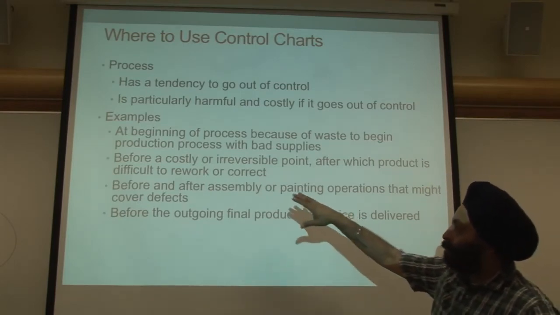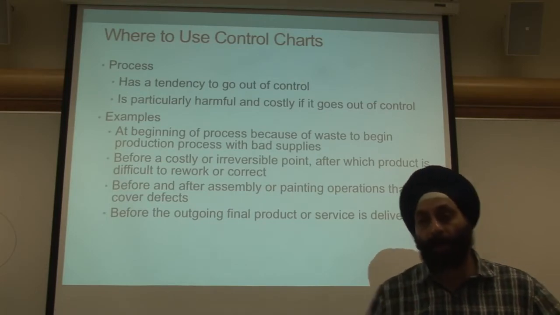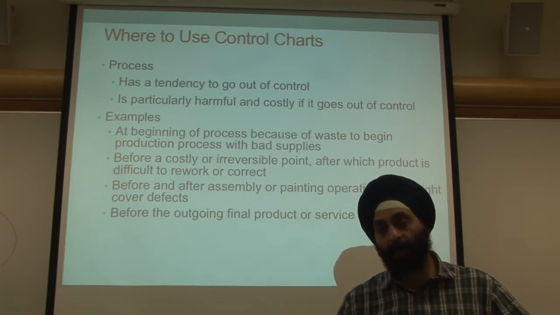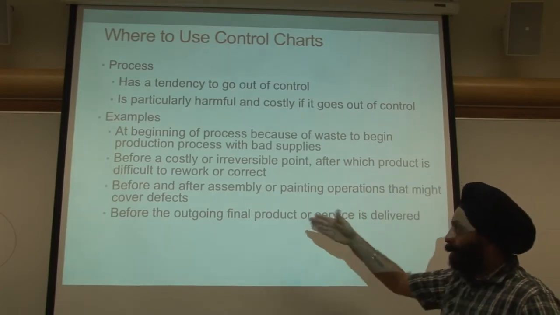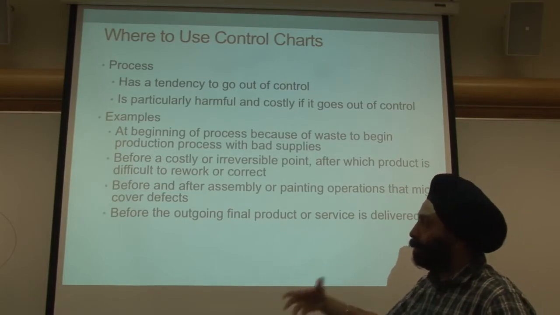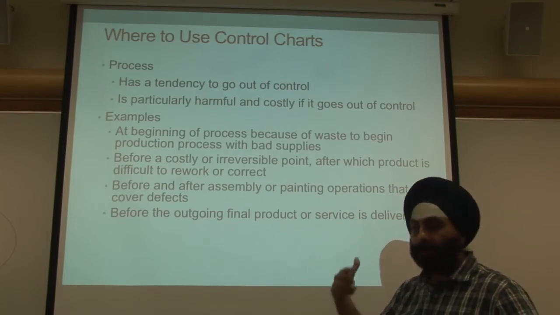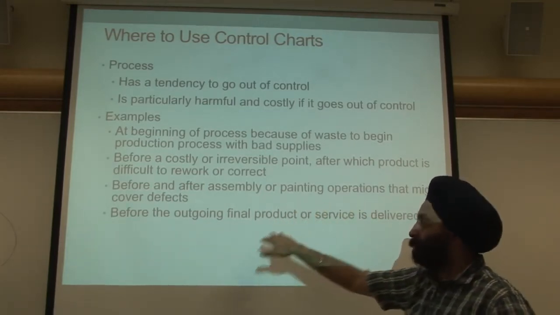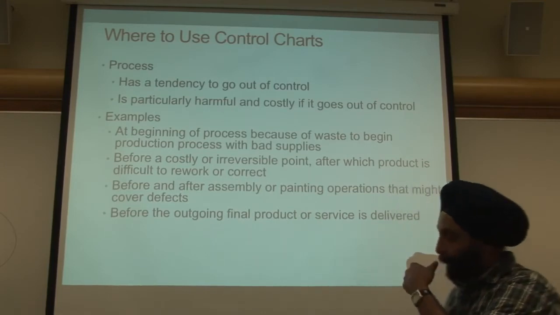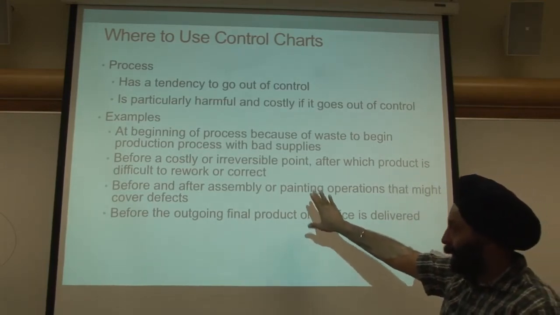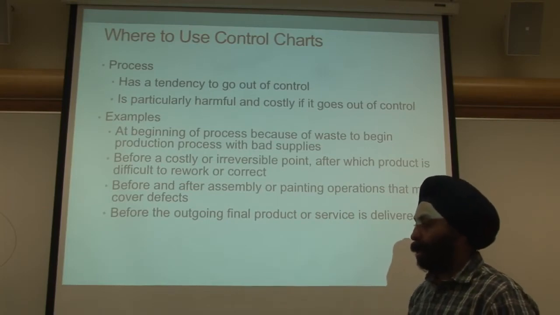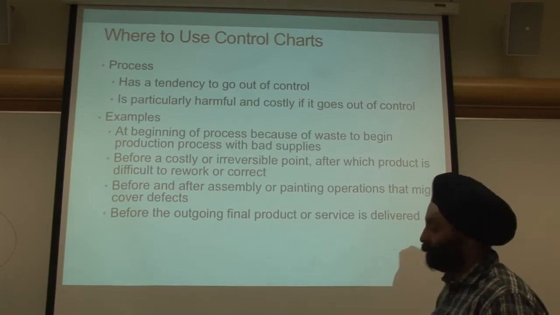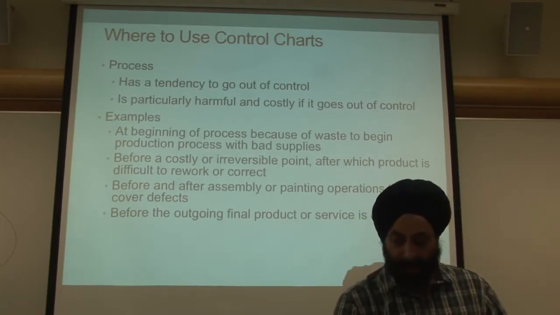Also, before a costly or irreversible point, you want to make sure any input into a very expensive process, the material and work going in there, is of good quality. And before and after an assembly or painting operation that might cover defects, you want to make sure everything is acceptable before you unwittingly send out a defective product to the customer, and before the outgoing final product and service is delivered. Okay, those are several examples of that.